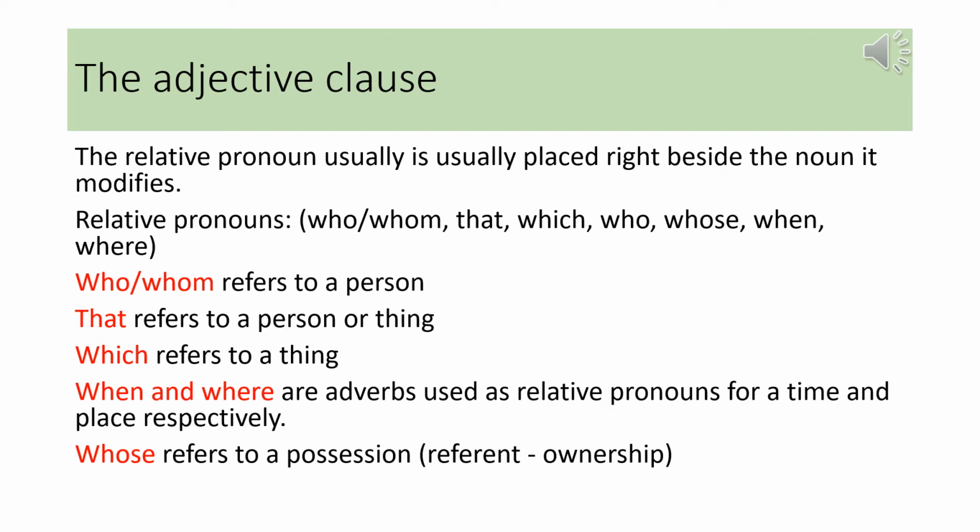Who and whom refer to a person. We'll deal with whom a little later on. That refers to a person or a thing. Which always refers to a thing. When and where are adverbs, and they're used as relative pronouns for time and place respectively. And whose always refers to possession.